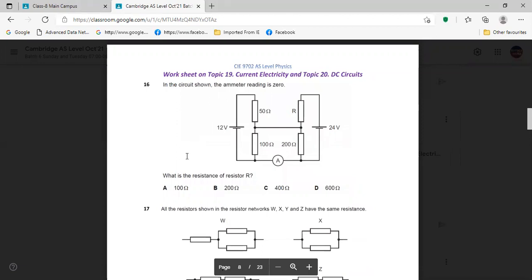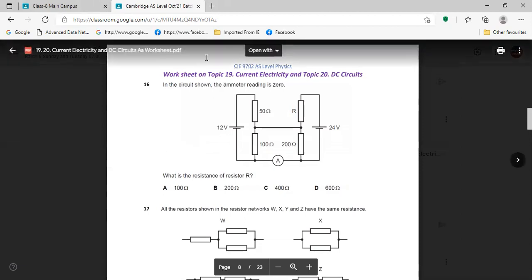We have a very simple idea here. The potential difference will be 0. Like this one is 50 and this one is 100. So 12 volt will be shared between 50 and 100, right? It means it will share 4 and 8 volt.